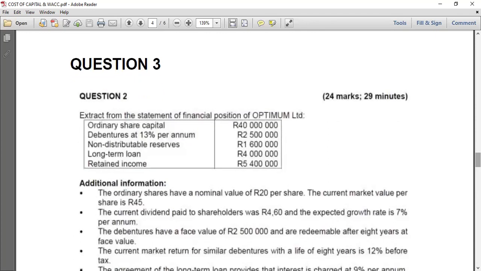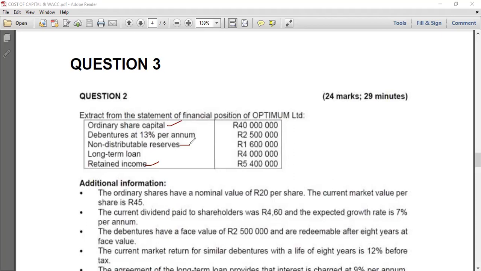First thing that we have to do is to separate these items into their various components, that is debt and equity. We normally know that equity is ordinary shares, retained earnings, and non-distributable reserves. Then debentures and loans are debt. Preference shares can be either debt or equity; they will specify. So ordinary share capital, retained earnings, and non-distributable reserves, that's equity.